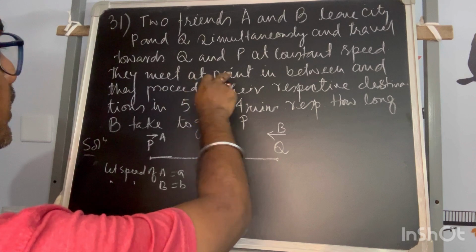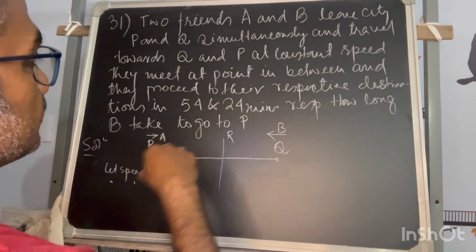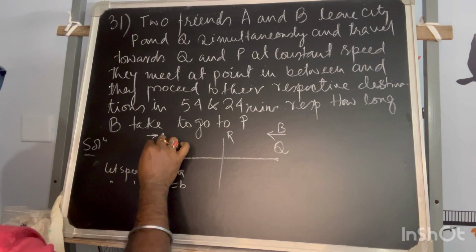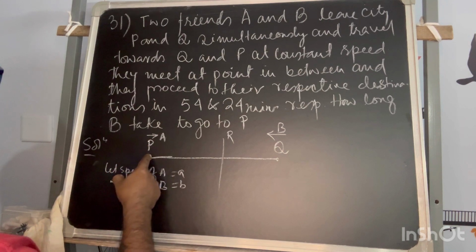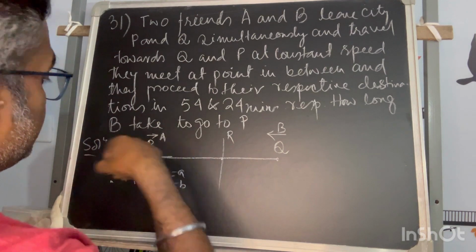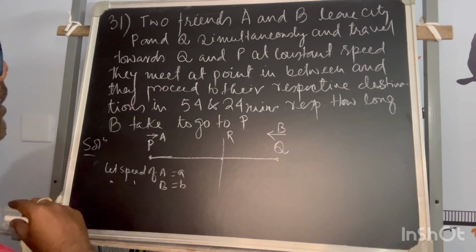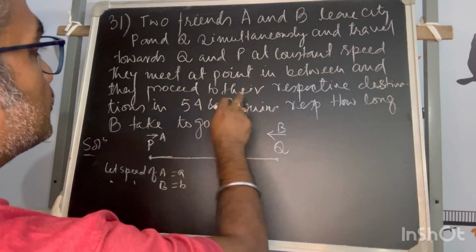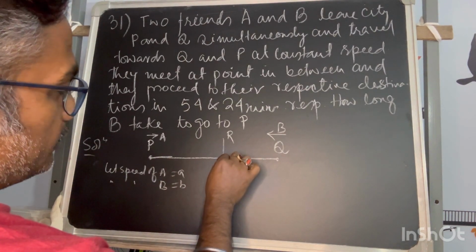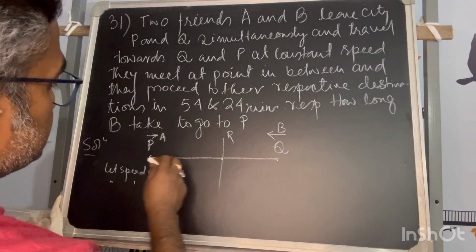Constant speed, they meet at a point. Let's say they are meeting at the point R, between P and Q. So now this has some distance, so I am naming the distance PR. This point is P, this point is R, so this distance is PR. Once they reach the point of meeting, they will again proceed in their own direction and reach the opposite corner.